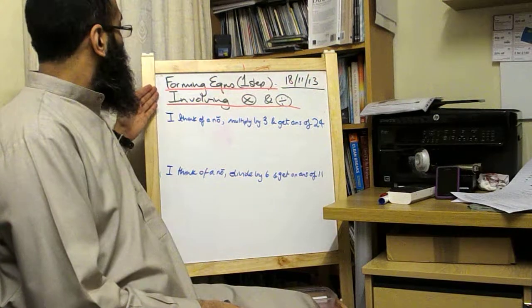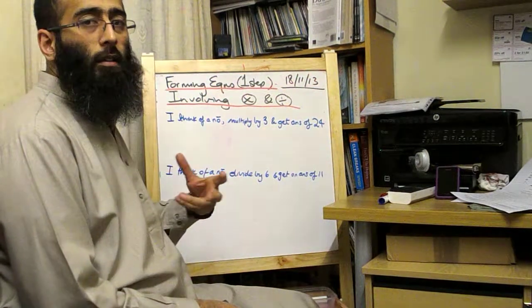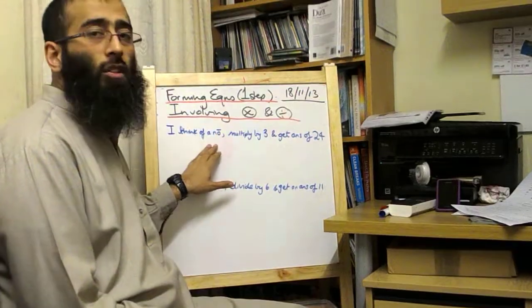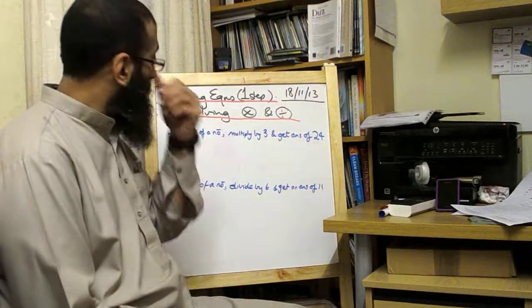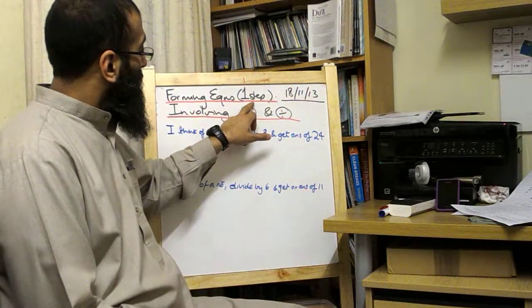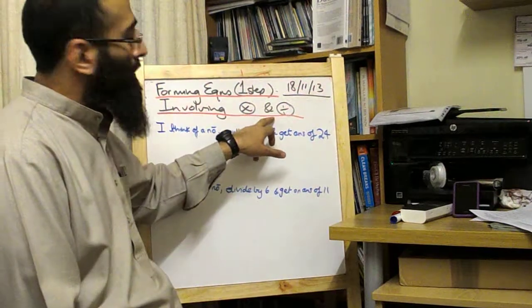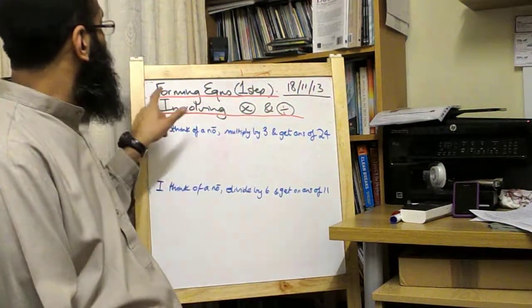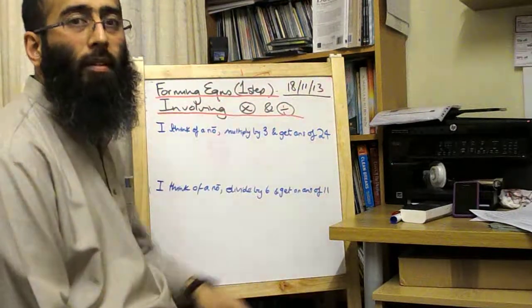What we're looking at now is forming equations, which means it's the mathematics of changing English into mathematical symbols and statements and then solving it. This is still looking at one step involving multiplication and division. One of my previous videos has forming equations, one step, addition and subtraction. So this video complements that one.